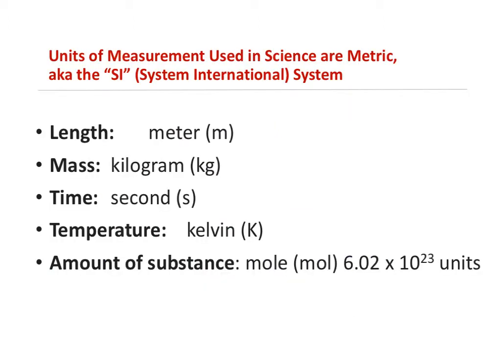So let's go over the metric system units first that are used in all of science. It's also called the System International, SI system. Length will be meters, abbreviated lowercase m. Mass is in terms of kilograms. Actually, most of the time we'll just use grams.